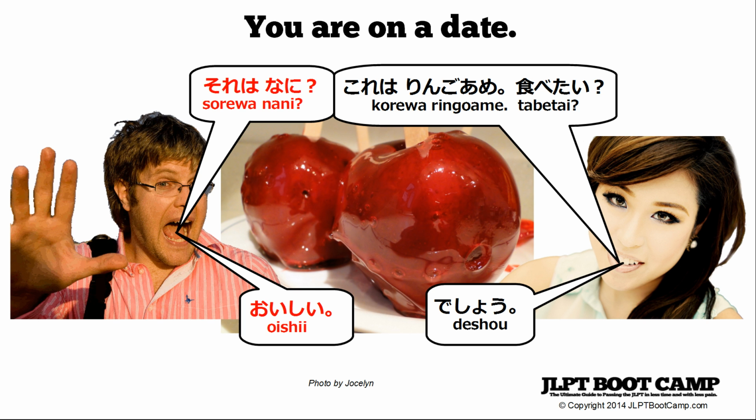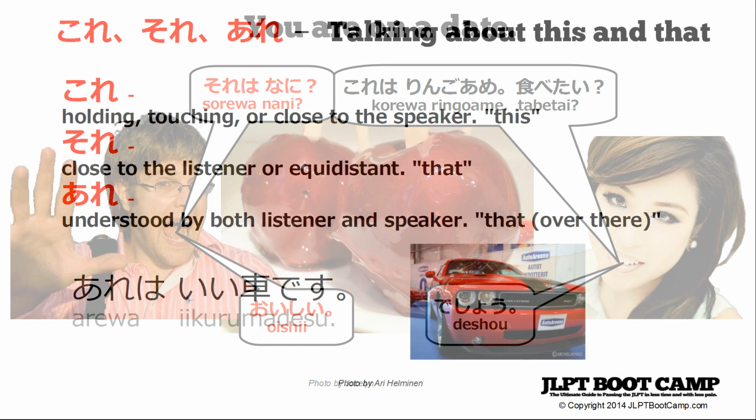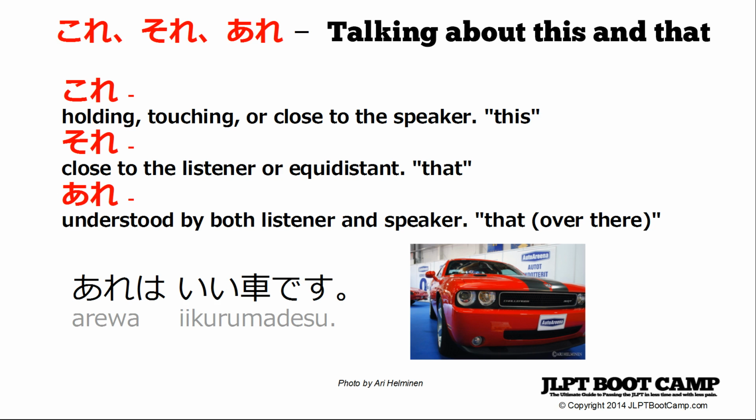So you're eating your ringo ame, and you're using kore, sore, and are. These are the three words that are used to refer to this and that in Japanese. You might have noticed there are three words where in English there are two. Kore generally refers to the same meaning as this in English. It's something that you're holding, you're touching, or is close to the speaker. Basically the same as it is in English, this.